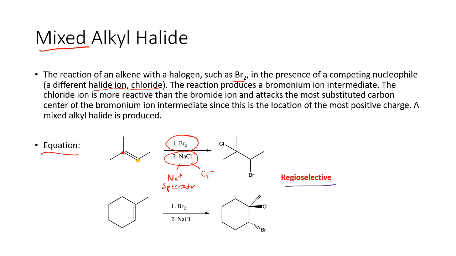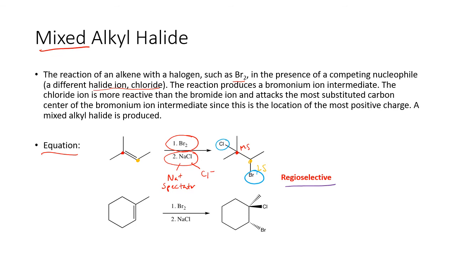So what we form then is a chloro group on the more substituted side. That competing nucleophile always ended up on the most substituted side. And we have a bromo group that ended up on the least substituted side. And that's what we've seen for the last few reactions.